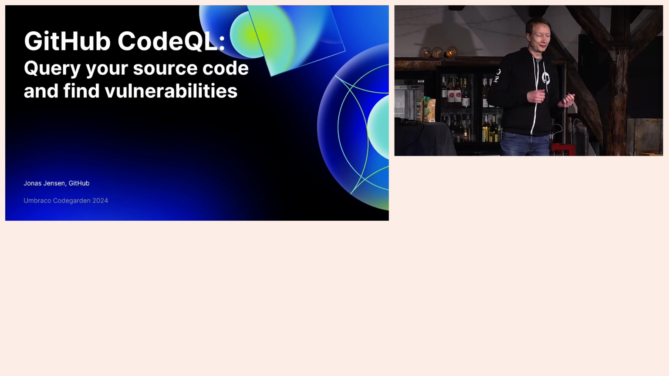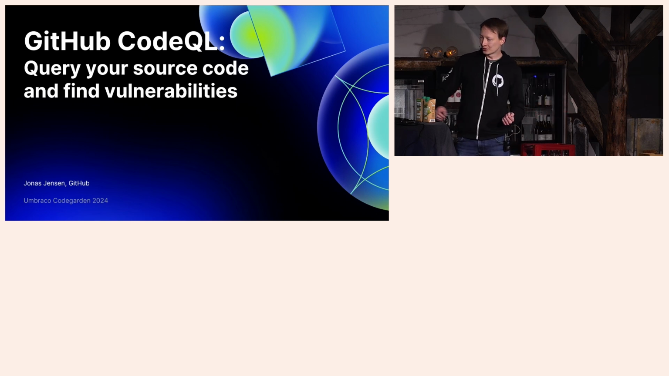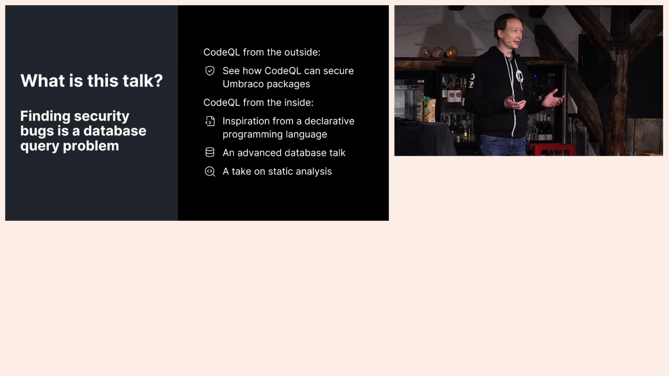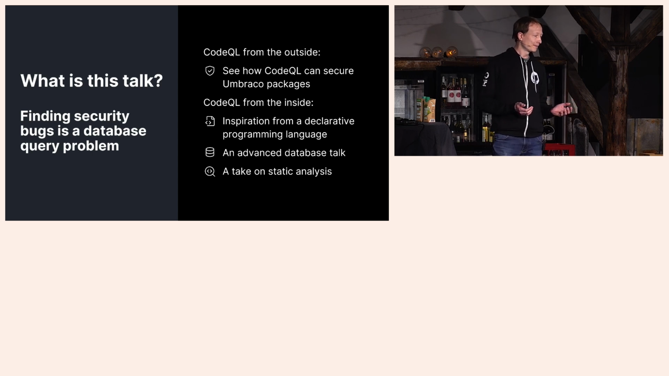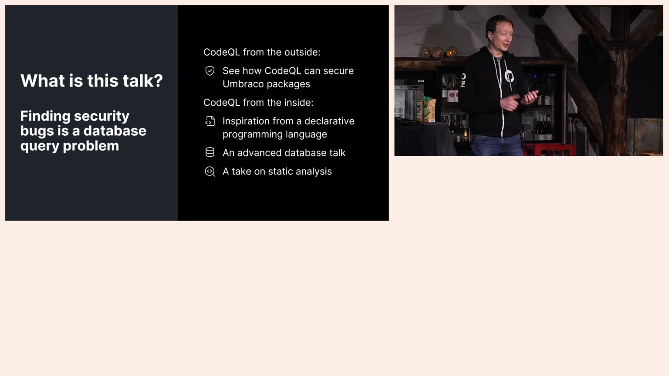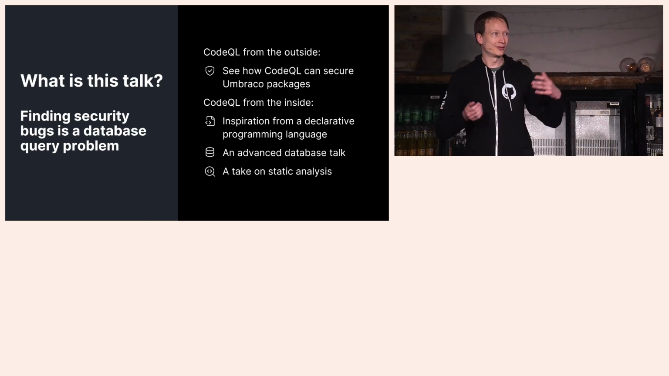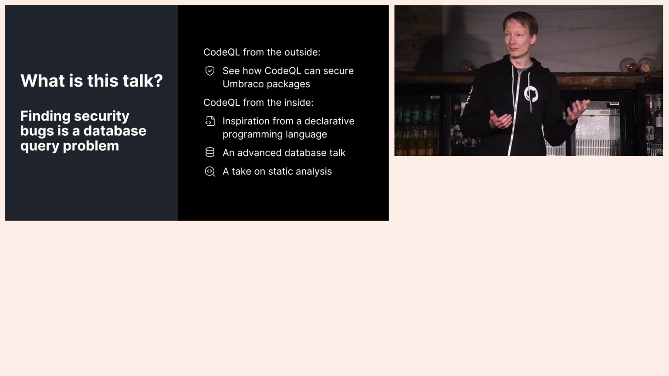CodeQL is a platform for analyzing source code, and it's especially good at finding security-related bugs. In this talk, I'm going to show you how to apply that practically in an Umbraco context. And then I'm going to dive a bit deeper and tell you how it all works and how you can see CodeQL as a way to get a perspective on databases, on static analysis, and on programming languages in general, by seeing this very specifically tailored system and what we gain from that.